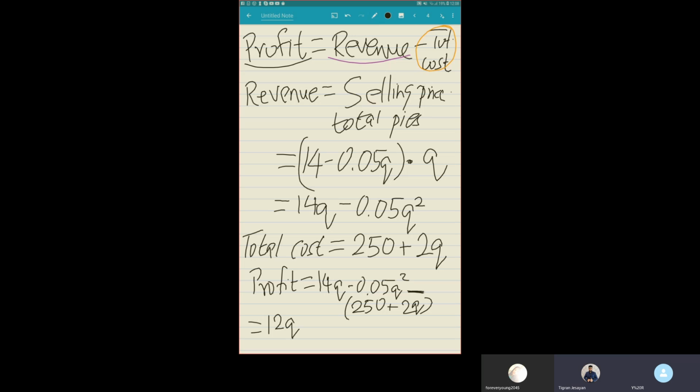Yes. And then we're left with all the others. So it becomes the formula which is given there. P(q) is minus 0.05 q squared plus 12q minus 250. Okay. So now we verified that the formula given above is correct.